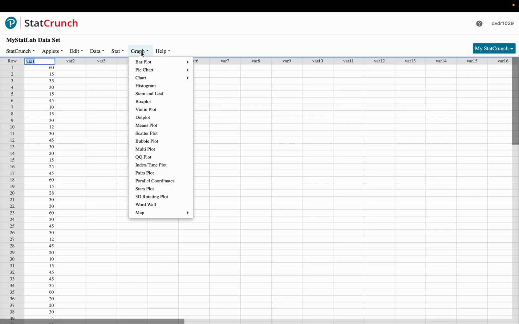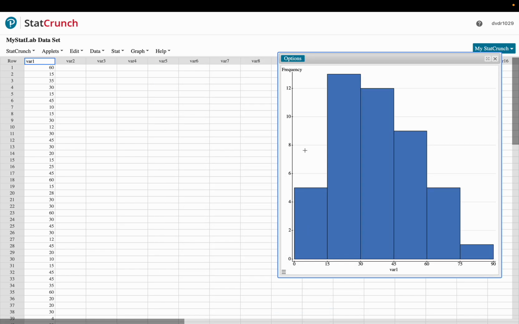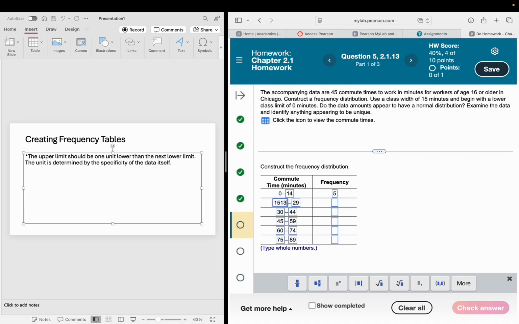We can then just say I want to make a histogram. We'll learn why it's a histogram in a second, and that's the next section. They said they wanted us to start at 0 and have a width of 15, so that's all I need to type. And again, it's var1. That's the only column I have. And take a look at that. There's my data. So there's 5 values, then 13, 12, 9, 5, and 1.